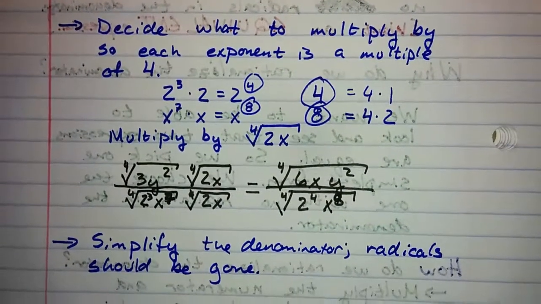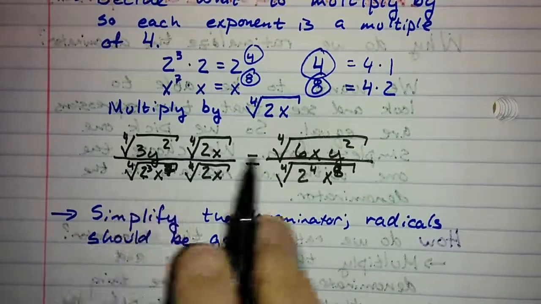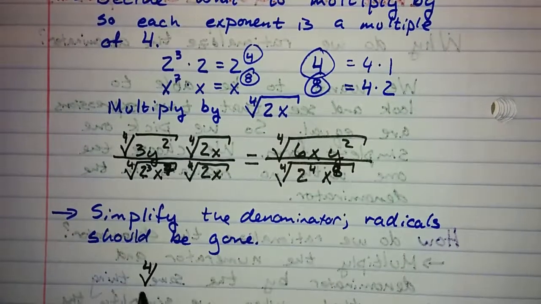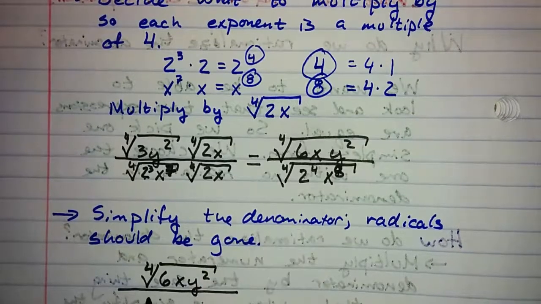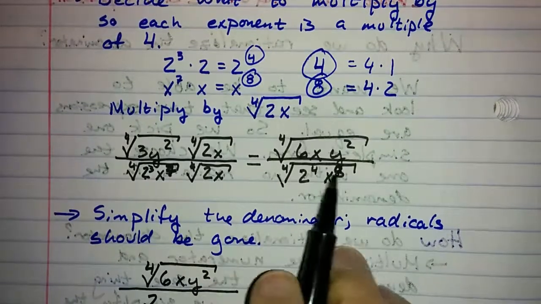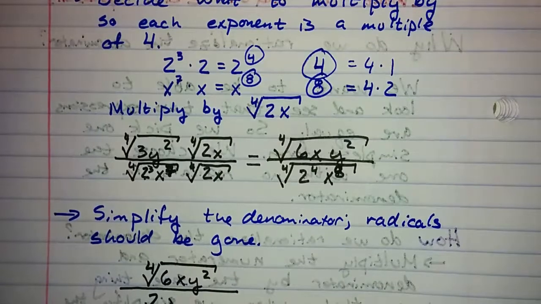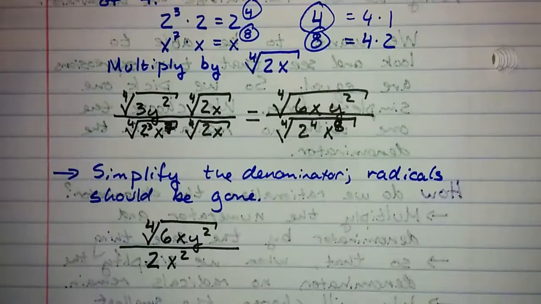And at this point, the radicals should be gone. So what do I have? Numerator stays put. Denominator, I'll have the fourth root of 2 to the fourth is 2. Fourth root of x to the eighth is x squared. And that's it. That's the denominator rationalized. I'm going to give you one of these to try now.